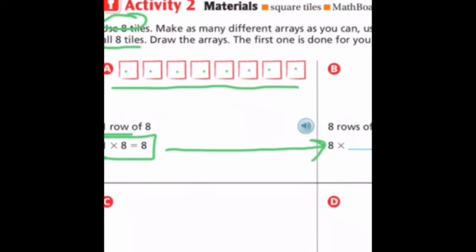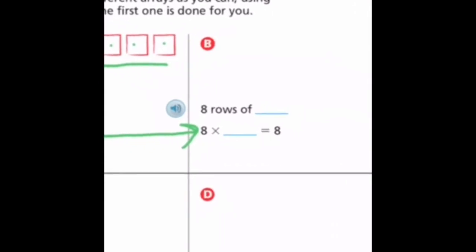We switch these two factors around right here, this one and that one, and now we get 8 rows of 1, or 8 times 1, and we can draw that out. 8 rows of 1. There's a row of 1, row of 1, row of 1, row of 1. So far I'm at 4 of them. 5, 6, I'm going to go to the top here, 7, 8. That's 8 rows of 1.